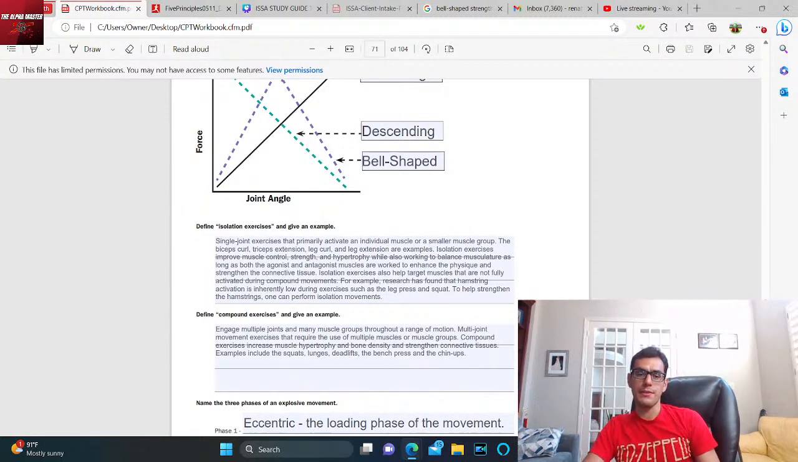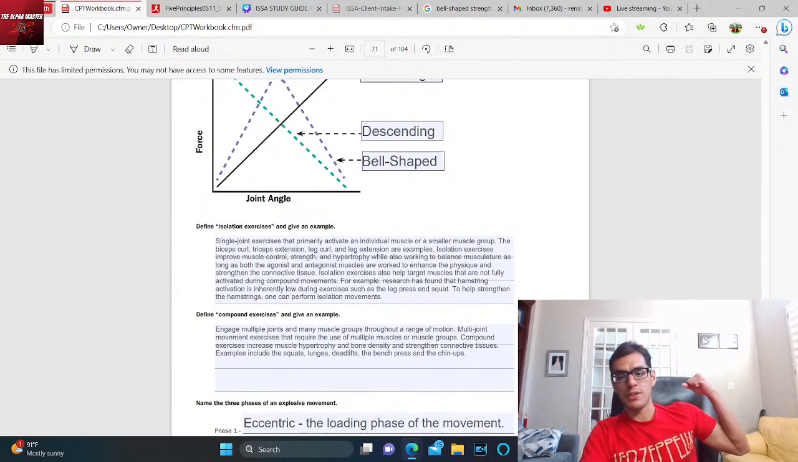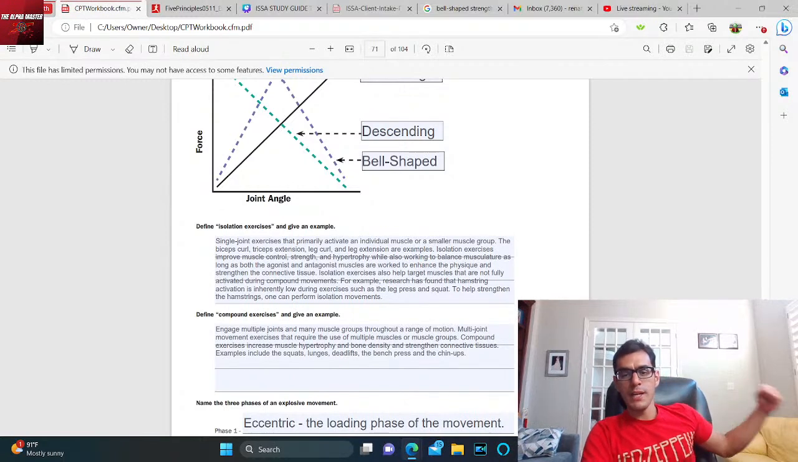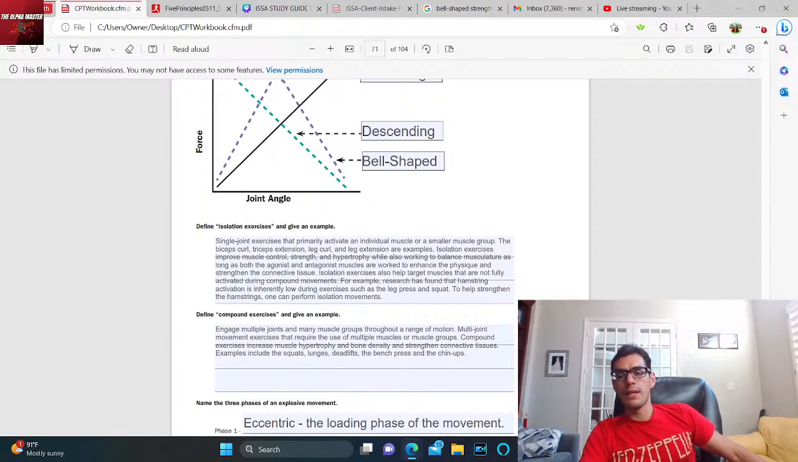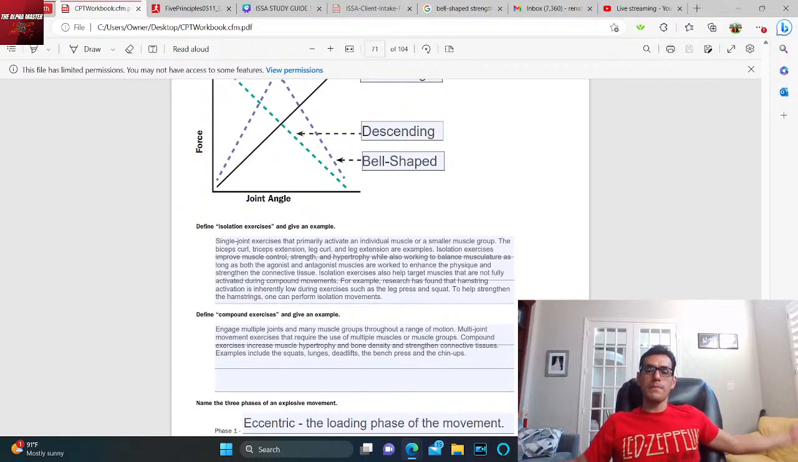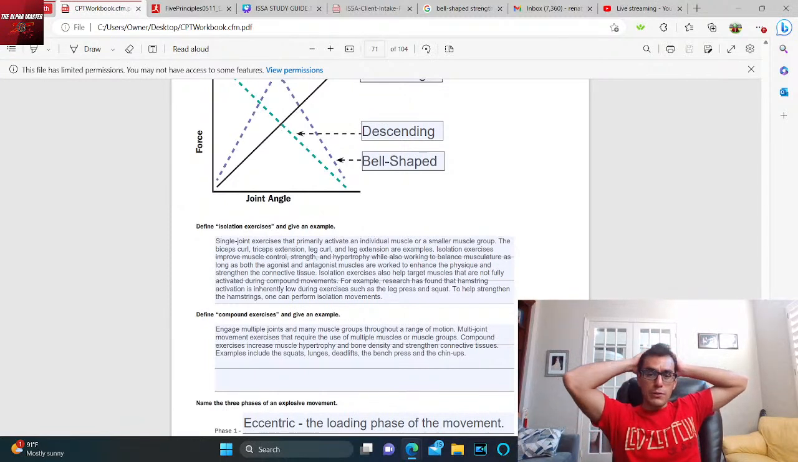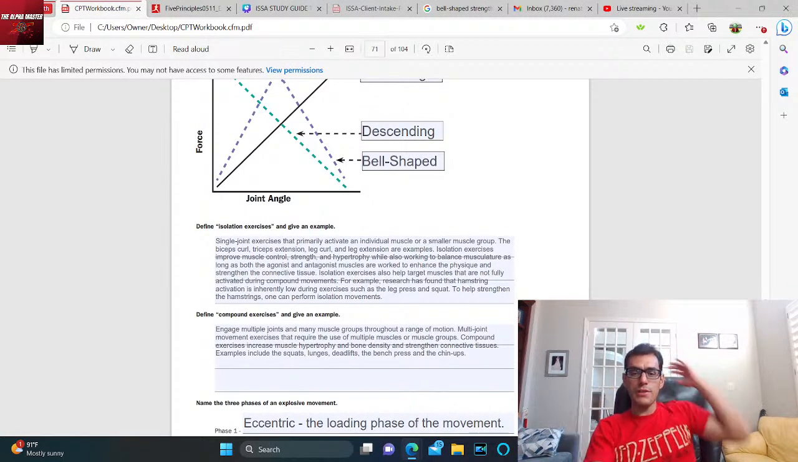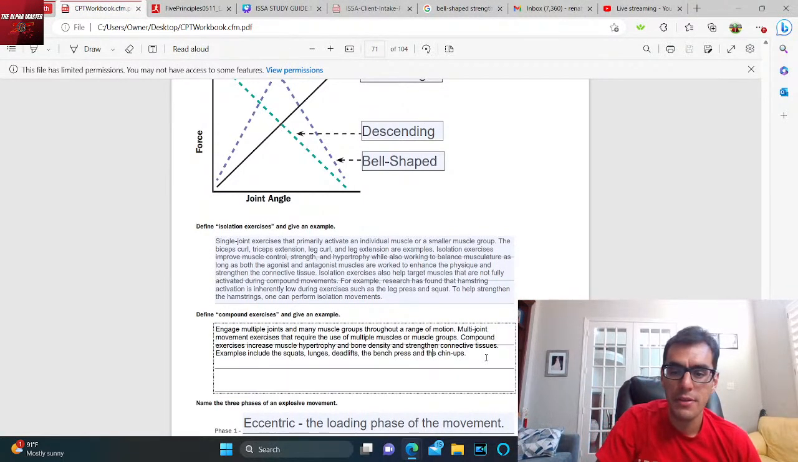It's going to be compound exercises. They engage multiple joints and many muscle groups throughout a range of motion. Multi-joint movements, exercises that require the use of multiple muscles or muscle groups. Compound exercises increase muscle hypertrophy and bone density and strengthen connective tissues. Examples include the squats, the lunges, the deadlifts, the bench press, and the chin-ups.